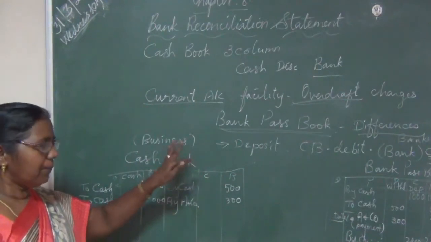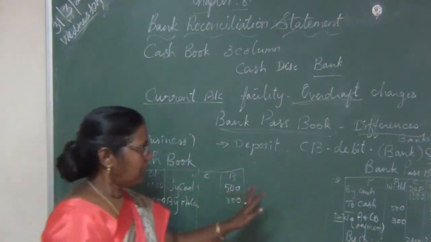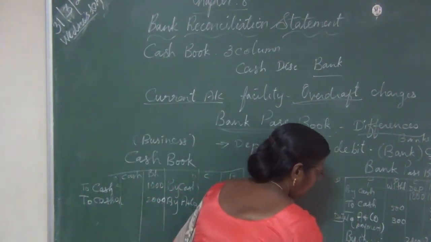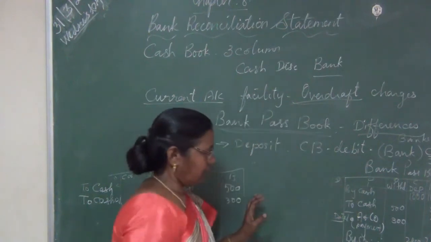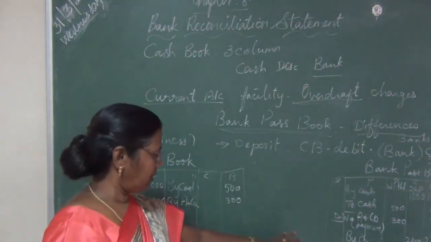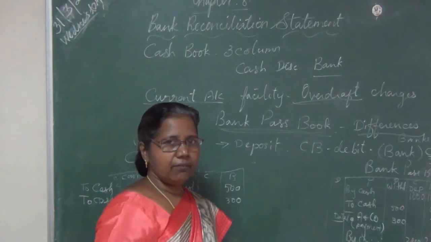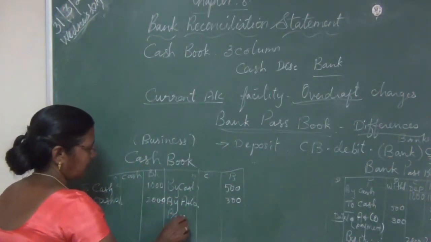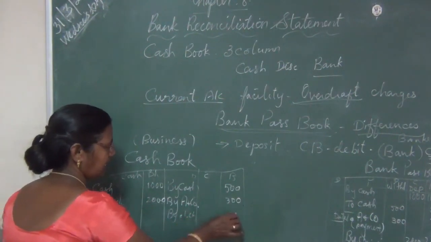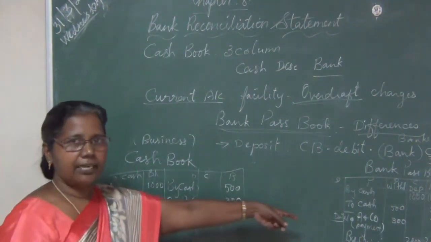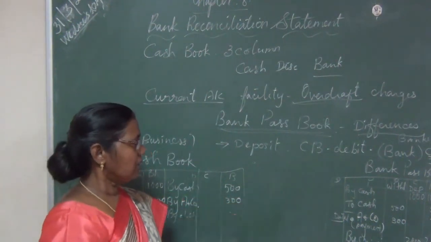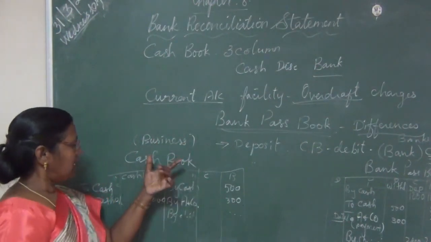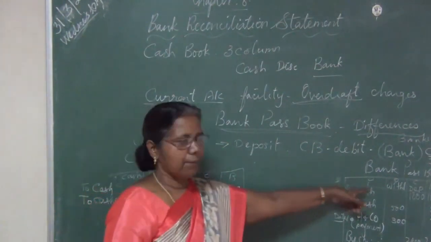In the same way, the payments that the bank makes, for example the electricity bill. To electricity bill, then the details will be there: the bill number, date, everything will be there. So that electricity charges are not credited here in the cash book, but it is already credited in the bank. So because of all these reasons, there are differences between the balance in the cash book and the balance in the passbook.